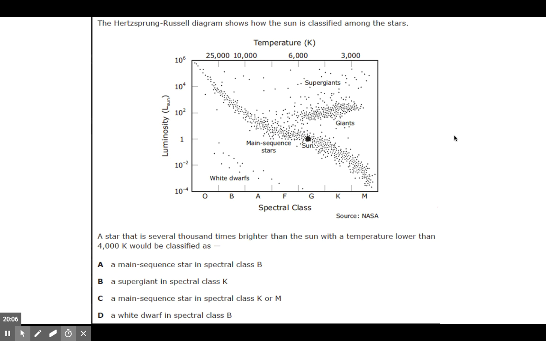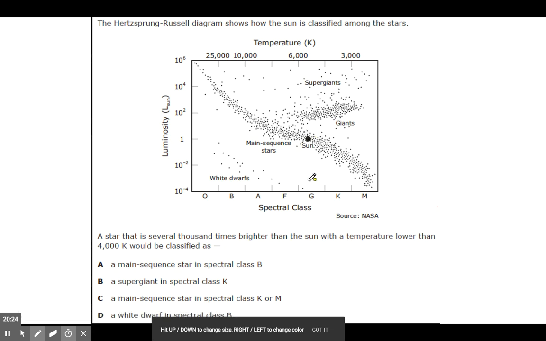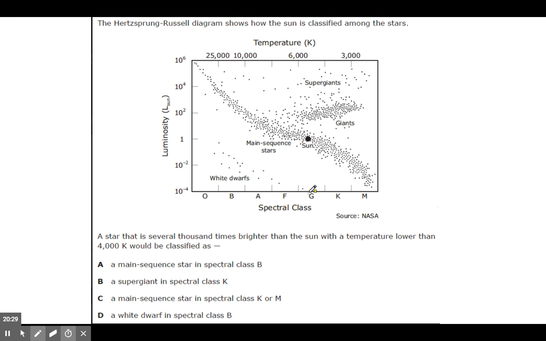A star that is several thousand times brighter than the sun with a temperature lower than 4,000 Kelvin will be classified as what? All right. It said several thousand times brighter. Is that going to be below the sun or above the sun? Brighter is at the top, so it's going to be above. And it says below 4,000 Kelvin, which is about right here, will be classified as what? That will be a supergiant.